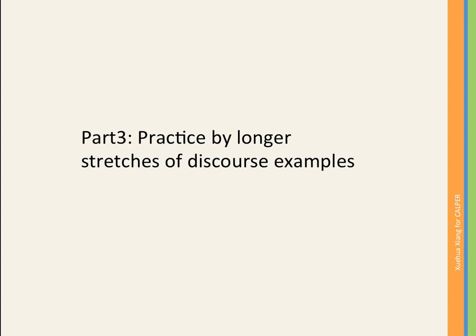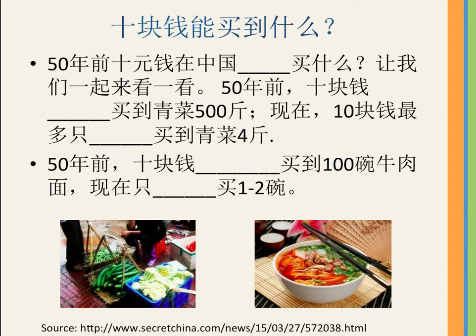Part 3, we're going to practice with longer stretches of discourse examples, meaning much longer people interacting with each other, examples from films, and so on. So it might be a bit tough, so please stay with me. This is an example from things about China, how it has changed. The modal verbs help to convey the idea of $10 of Chinese dollar, Chinese yuan. What can you buy with $10 before and now?